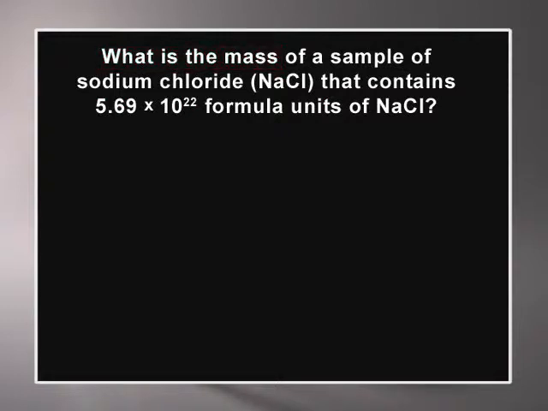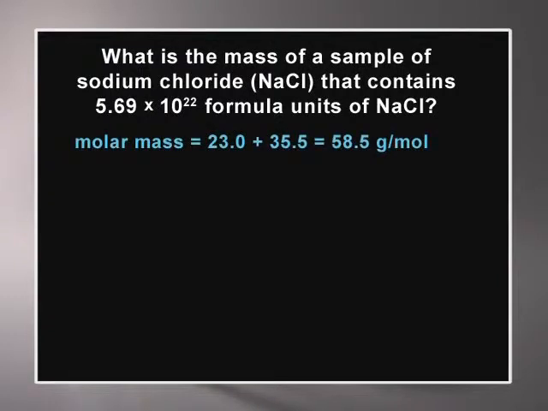Since this problem is asking for grams, I know I'm going to need the molar mass of NaCl. So let's calculate that. As shown on the screen, that comes out to be 58.5 grams per mole. Now, it would have been nice if they had told me the number of moles of NaCl that I had. Then I could have just multiplied the number of moles times the number of grams per mole, and I'd have the answer.